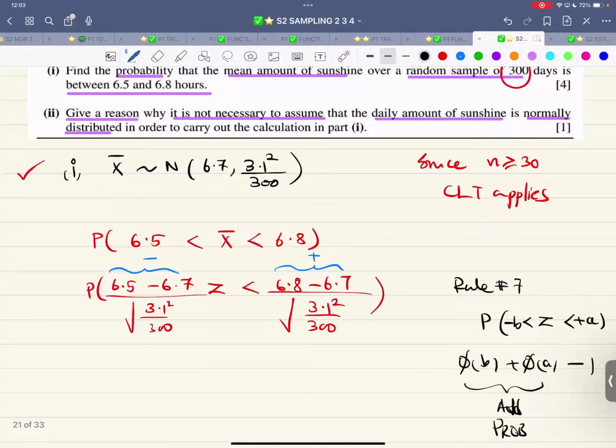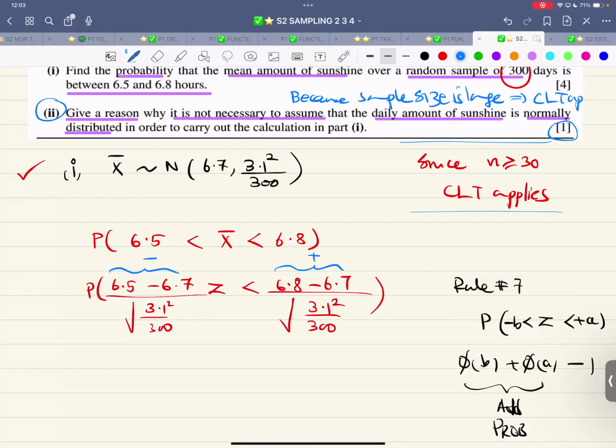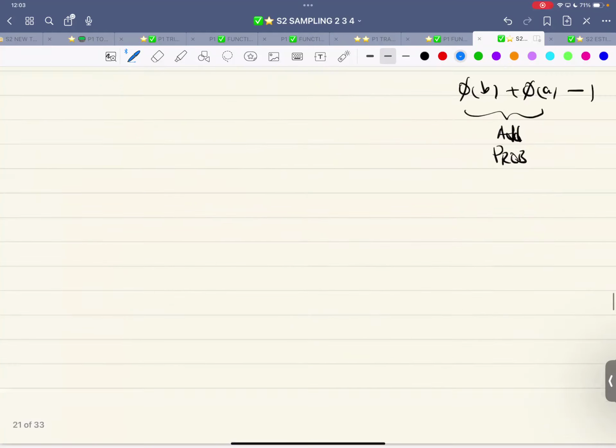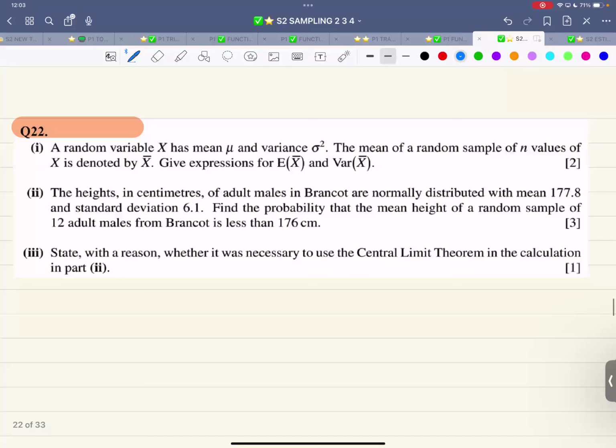Second part, what is the justification? This thing is the justification. Whether the examiner asks for it or not, we should state it. Give a reason why it's not necessary to assume: because sample size is large. It's for 1 mark. So this statement is more than enough, because sample size is large, and it's better to say that CLT applies, and the examiner knows what CLT is. All good, all clear?